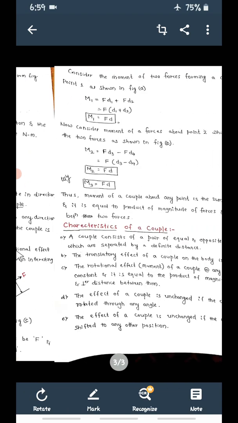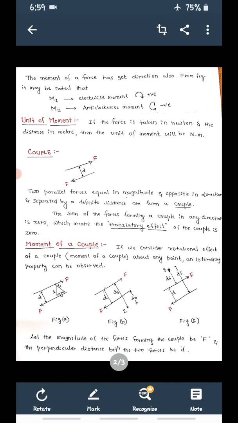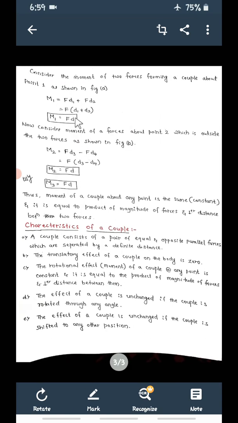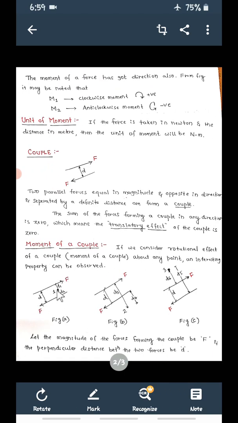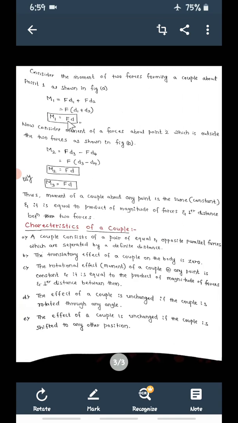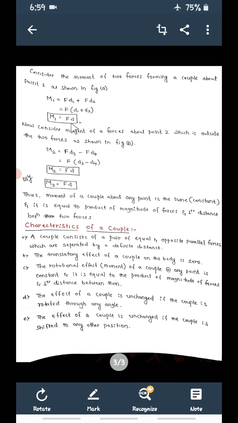Now see, F into D1 plus F into D2. The common term is F, take it outside, so it is D1 plus D2. So M1 is equal to F times what? D1 plus D2 is nothing but D. So F into D1 plus D2 is F into D. So the moment of this couple about point 1 is the magnitude of the forces into the perpendicular distance between them. So M1 is equal to F into D.